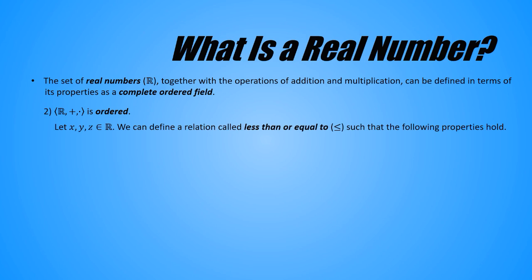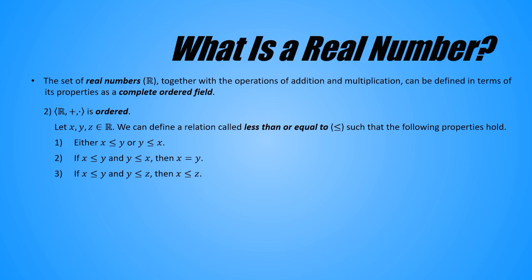The second defining property of the field of real numbers is that it is ordered. So let x, y, and z be elements of R. We can define a relation called less than or equal to such that the following properties hold. 1. Either x is less than or equal to y, or y is less than or equal to x. One of those two has to be true. 2. If x is less than or equal to y, and y is less than or equal to x, then x equals y.